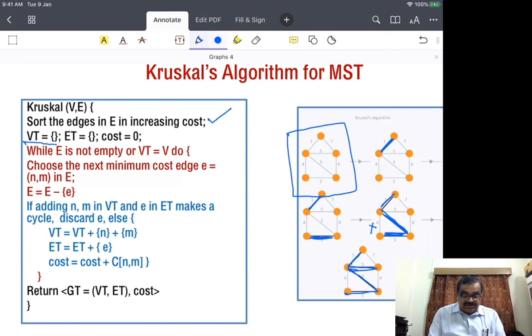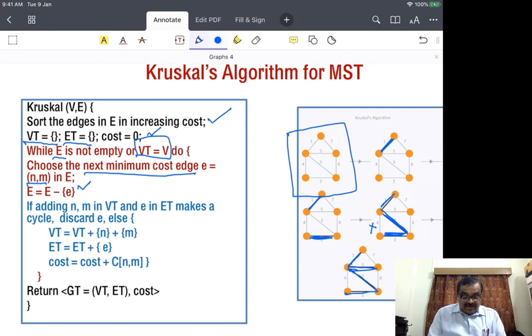Initialize VT, which is the minimum spanning tree graph to be formed. Initialize ET to be null and cost to be 0. While the edge set, which is already sorted, is not empty, or we have chosen all the vertices of the graph, choose the next minimum edge cost in E. Let it be NM. Add it to E.